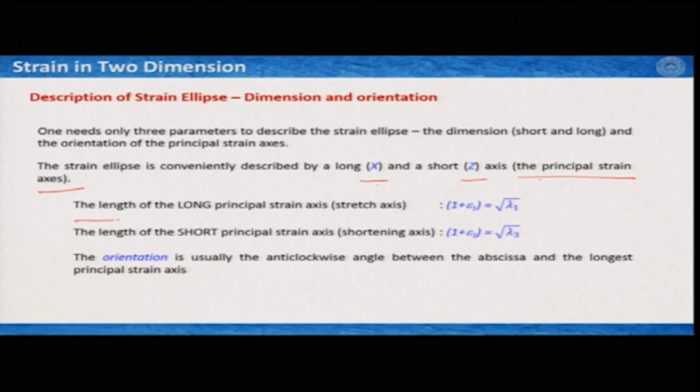So the length of the long principal strain axis, which we can call the stretch axis or elongation axis, is defined by 1 plus epsilon 1, or square root of lambda 1, and the length of the short principal axis can be defined as 1 plus epsilon 3, or square root of lambda 3. The orientation is usually the anticlockwise angle between the abscissa and the longest principal axis.